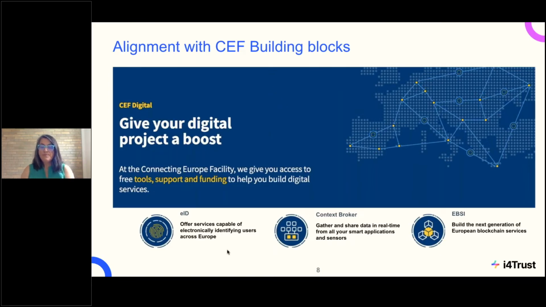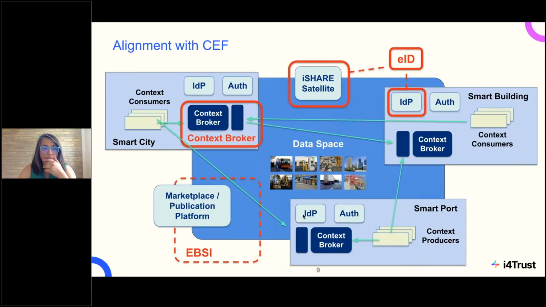Now, within this framework, we have an alignment with the CEF building blocks, which I also mentioned before, which in this context are on the one hand the EID building block, the context broker building block, and as mentioned before, in an upcoming phase the EPSI building block. And now coming back to this picture of our data space, here you see these CEF building blocks: the context broker, then the EPSI building block being part, upcoming, in a marketplace, and the EID for the identity management and identities of organizations registered at the Trust Authority of the iSHARE satellite.